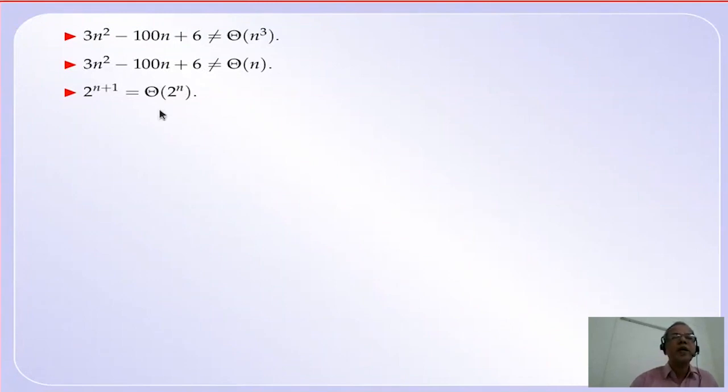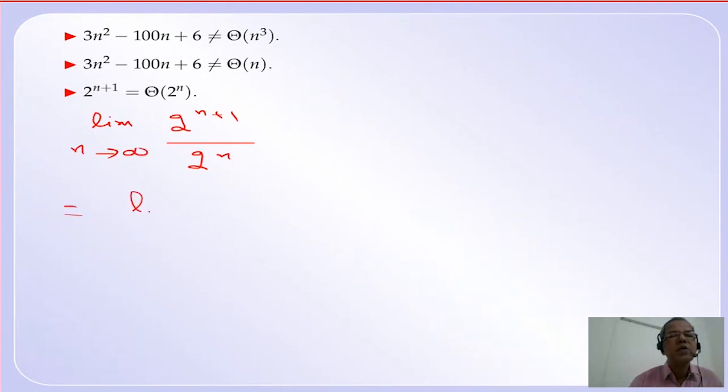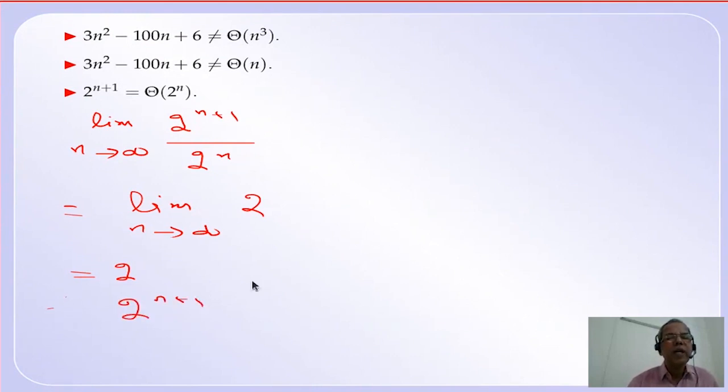For example, in the last thing, show that 2 power n plus 1 is equal to big theta of 2 power n. How will you show that? That's very simple. Let me use limit. Limit of 2 power n plus 1 over 2 power n as n tends to infinity. This is equal to limit n tends to infinity 2. This is equal to 2. Therefore, 2 power n plus 1 is big theta of 2 power n by definition. Very simple.